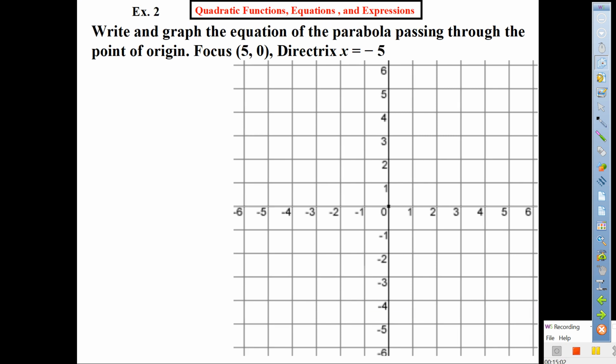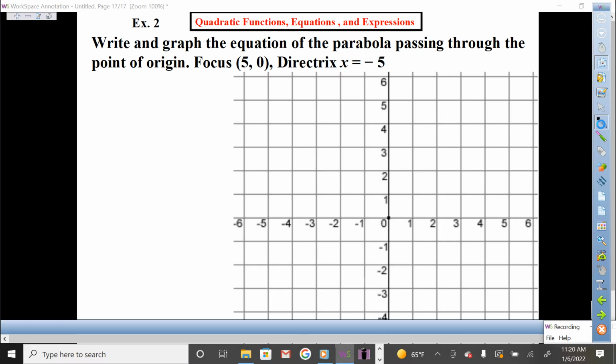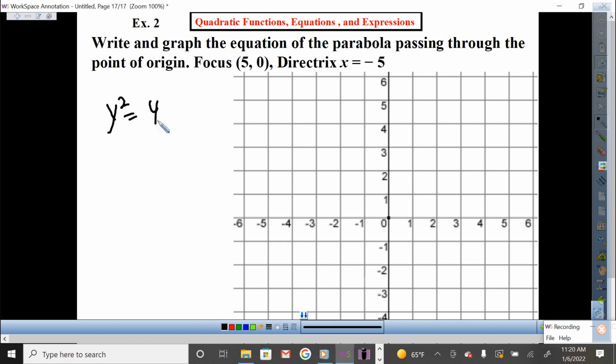Look at this one. Once again, you're not copying this. It's just extra noodle practice. Here you go. Look at the directrix. Tell your neighbor the equation that we're going to use for this one. Yeah, y squared equals 4px. So far so good, yes? All right.